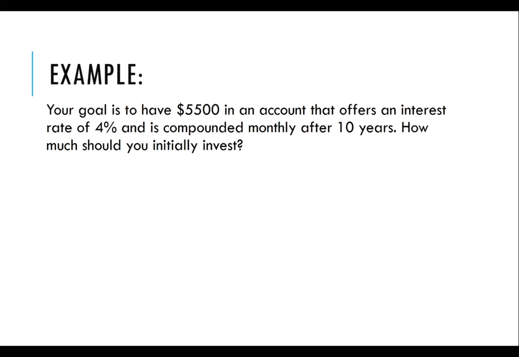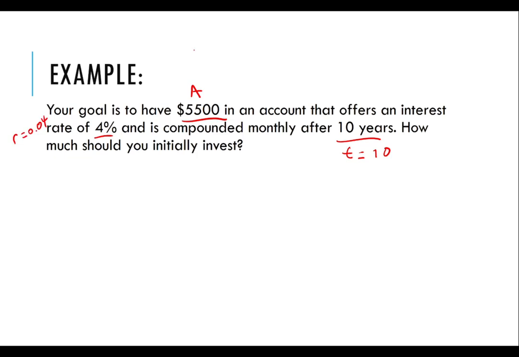So let's say your goal is to have $5,500 in an account that offers an interest rate of 4% and is compounded monthly after 10 years. How much should you initially invest? Okay, so let's talk about what we have. So they tell us that this is the amount of money in the bank after a time of 10 years where our rate is 0.04.